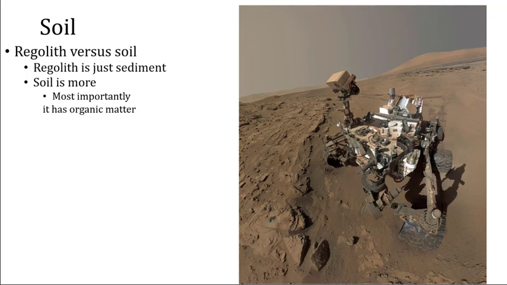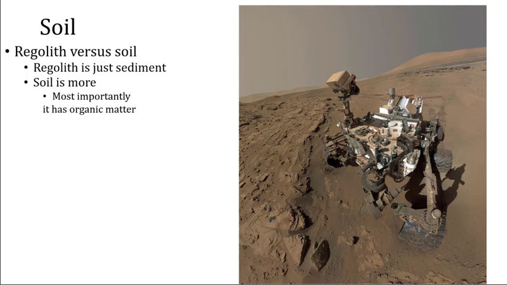So this is the Mars Curiosity rover, obviously on Mars, taking one of its famous selfies where it takes a bunch of pictures of itself, and then they can stitch them together to make it look like someone stood there and took the picture. No, no one stood there and took the picture, and yes, it's actually on Mars. The reason I'm showing it to you, though, is if you look at all that stuff around it, the stuff that's not rock is regolith.